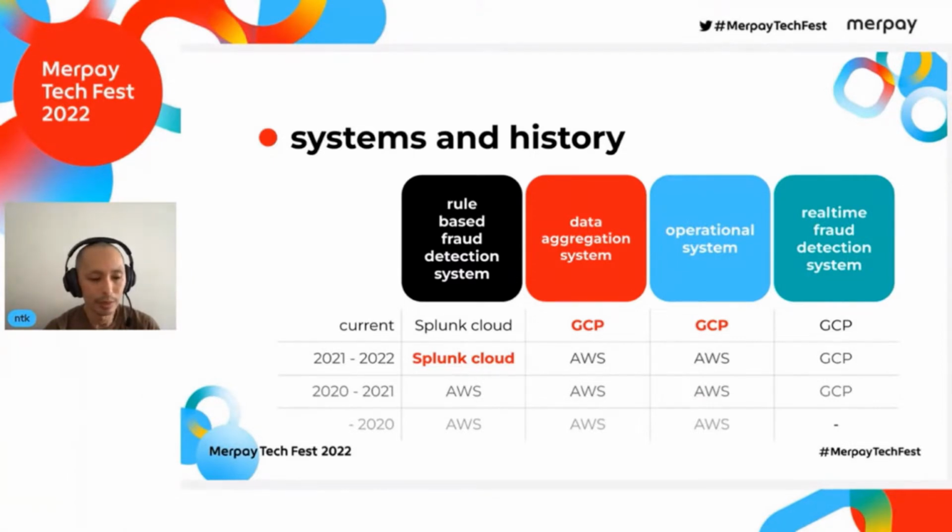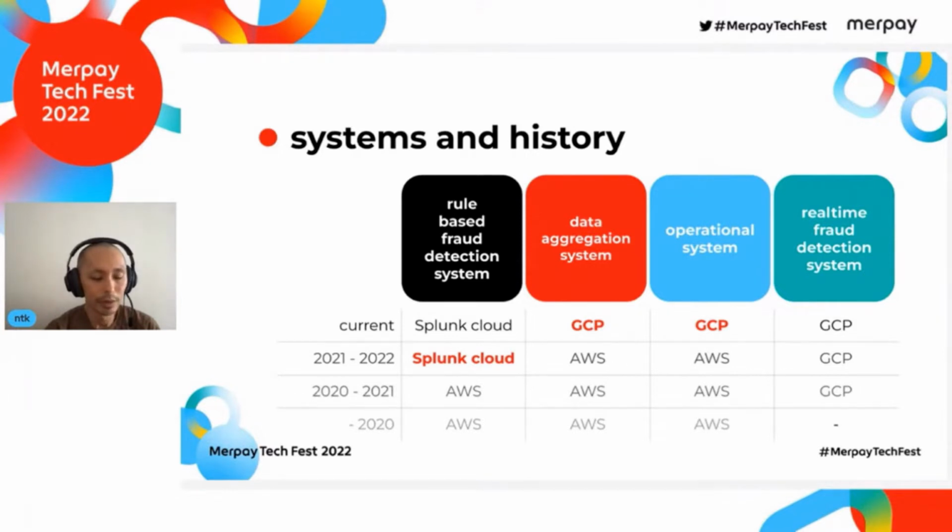First is the rule-based fraud detection system. This is a system to set rules by query to detect fraud. We use a product called Splunk. When we started up, we used to install and configure the system on AWS ourselves. But last year in 2021, we moved to a service called Splunk Cloud.